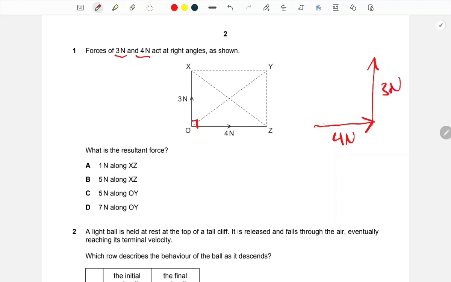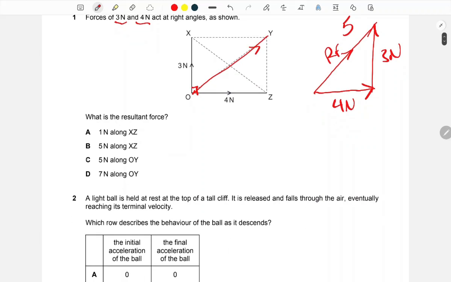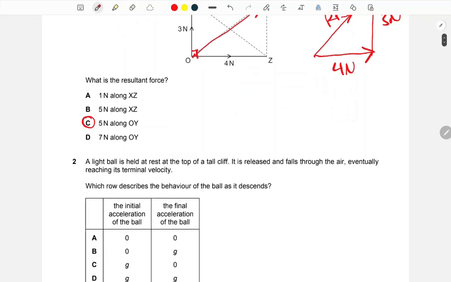So what we can do is this diagonal over here, or this hypotenuse of the right angle, is our resultant force. So we can use simple Pythagoras. If the two legs of the right angle are 3 and 4, that means this would be 5, because 4 squared plus 3 squared equals 5 squared. And the direction is also to the top right corner of the screen. So this is the direction, which is OY. So our option over here is going to be 5 Newton along OY, which is C.